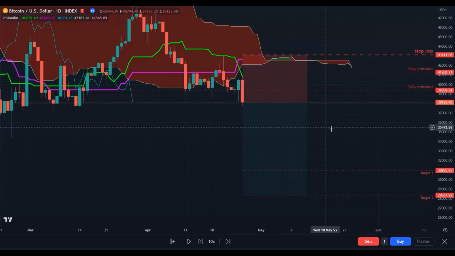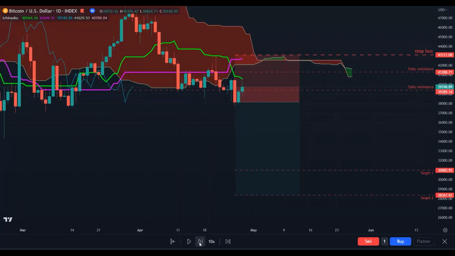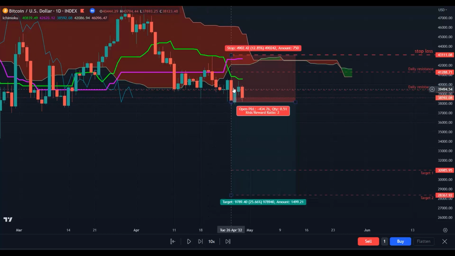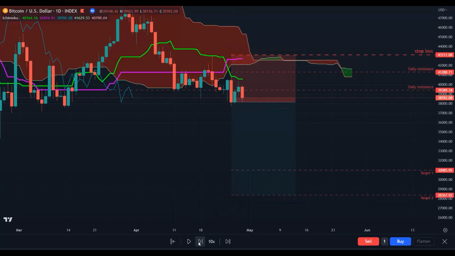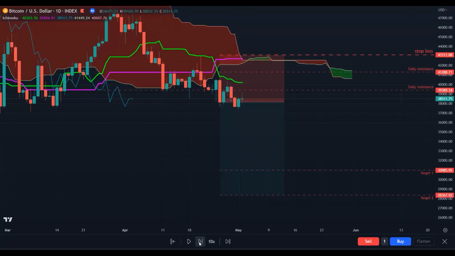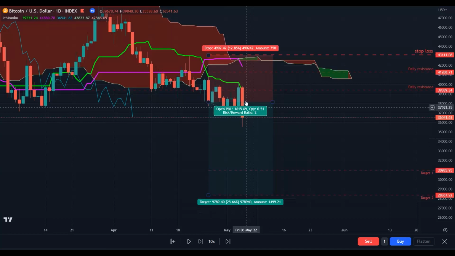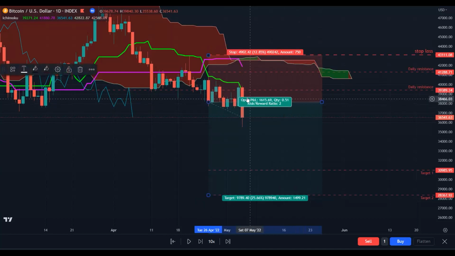Okay, so based on our first strategy, I have my entry point, I have my stop loss, and I have my target. I'm gonna see what's gonna happen. Okay, price went up. So you saw a beautiful reaction to the Tenkan-sen. Okay, we are here again, another nice reaction to the Tenkan-sen.